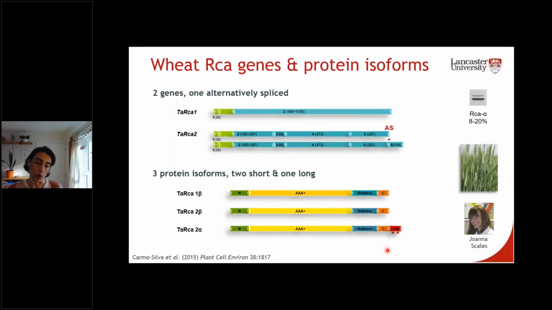Now, the longer form, you'll see, has a C-terminal extension with 2 cysteine residues that confer redox sensitivity to Rubisco activase. Now, what Joanna also saw, by immunoblotting, was that the longer isoform here is present in considerably lower abundance compared to the shorter isoforms. And she couldn't distinguish the two short isoforms because they're approximately the same size, so we can't distinguish them on SDS-PAGE. But we knew that this isoform is present in lower abundance in the leaves of wheat.